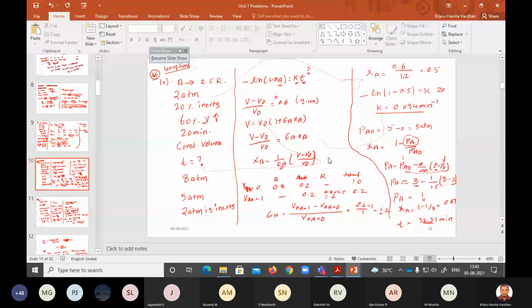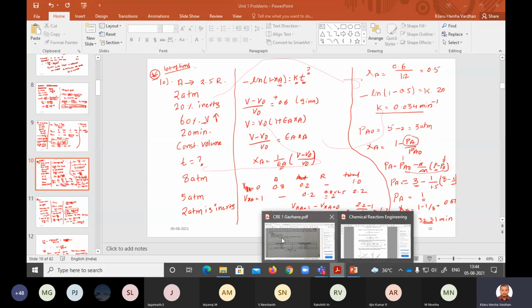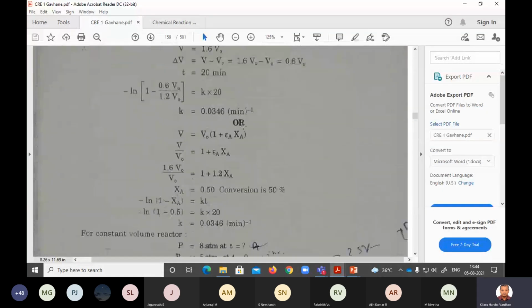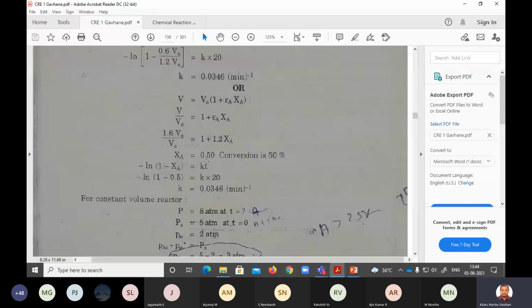Okay. Now what to do? So epsilon A is 1.2. Now calculate XA. You get (V minus V naught) by V naught is 0.6, so 0.6 divided by epsilon A, 1.2. So you get XA as 0.5. The same thing you get here. XA is 0.5. So whatever way he is doing, you will get the same thing. So conversion is 50%, right.